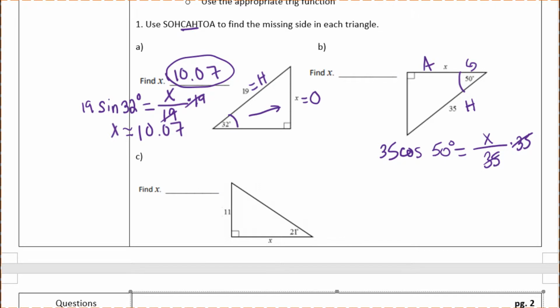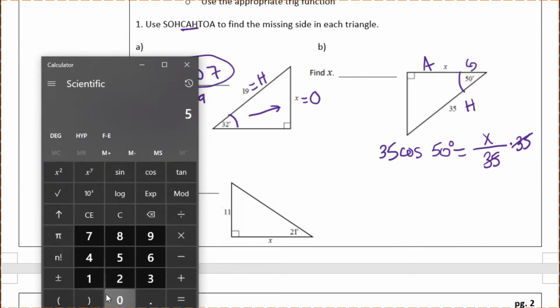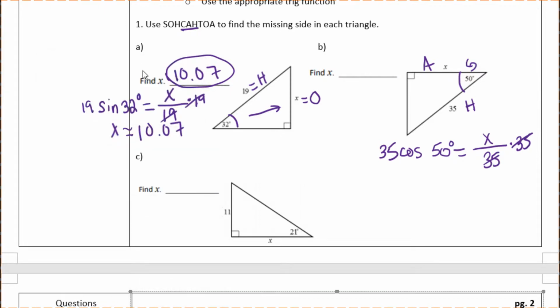Okay, so then we'll plug that into the calculator. Times 35, so 22.5, we'll round it. So x is about 22.5.